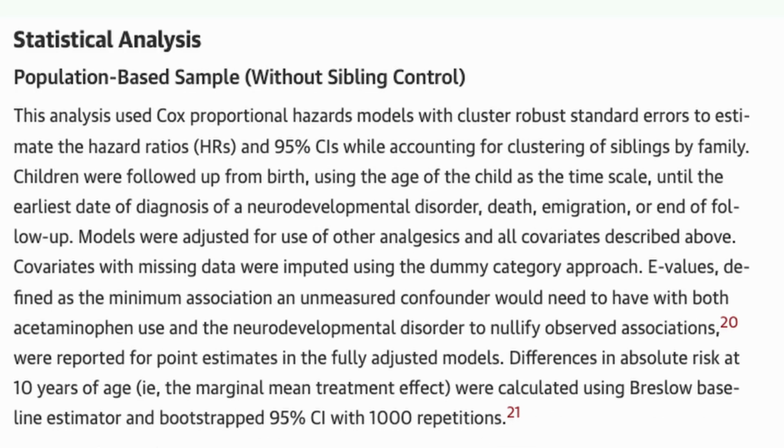Next, we get to one of the most important sections of the paper, and that is the statistical analysis. Right in the first sentence, they say they use the Cox proportional hazards method to estimate the hazard ratios. We saw this in the abstract. I'm not really a statistics guy, but I'm familiar enough with the Cox proportional hazards method. Let me quickly explain what that is.